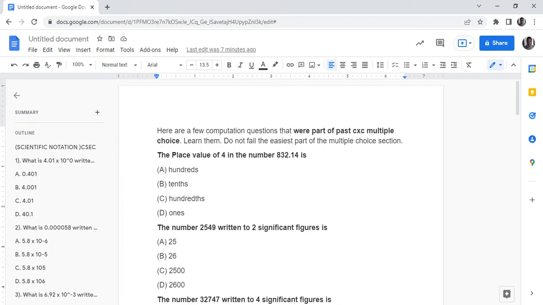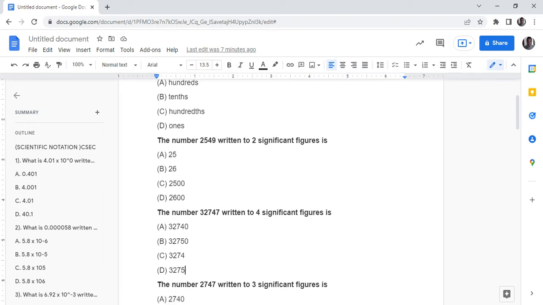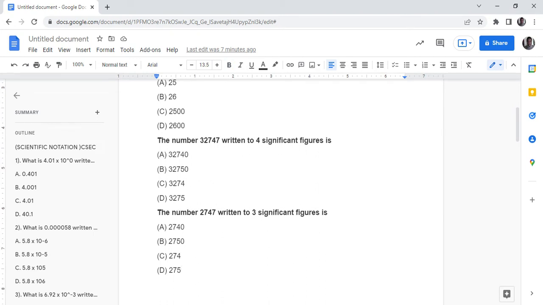The number 2549 written to two significant figures is, so let's first identify our first two significant figures, which are 2 and 5, and the 4 and 9 we will replace with 0. So our answer would be 2500.